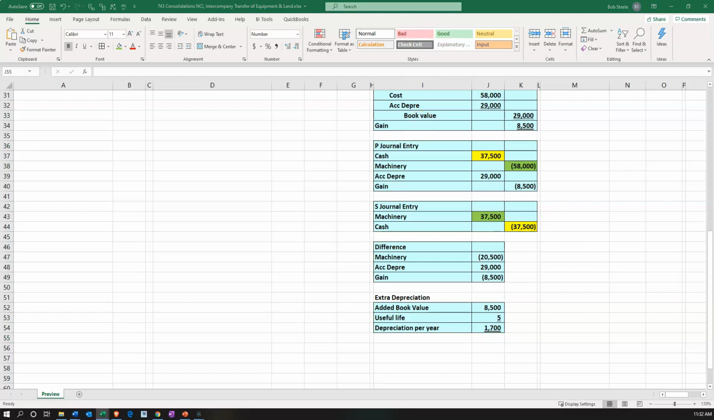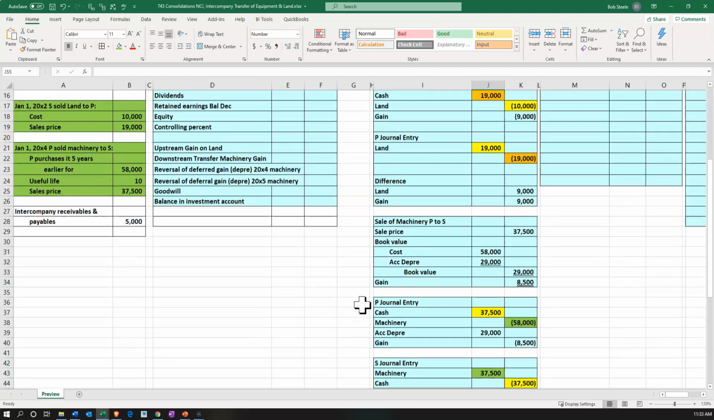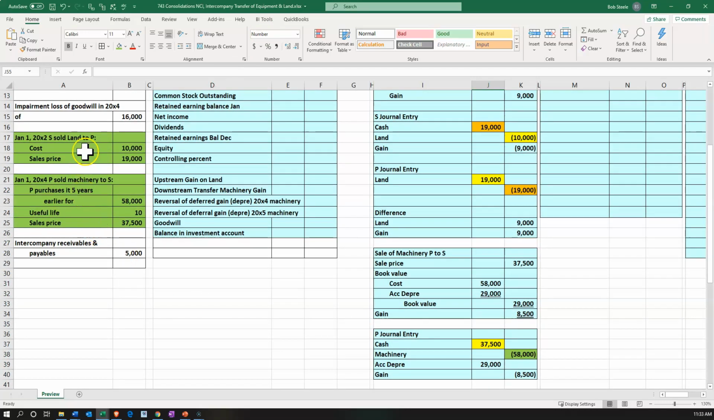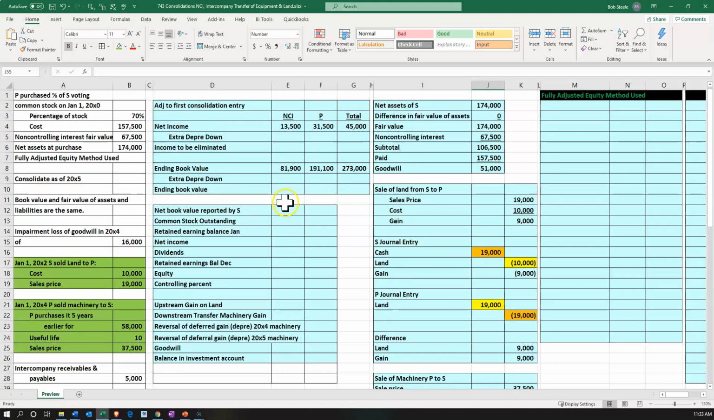So every year after the sale happened, there's going to be an overstatement of the depreciation, we're going to say, of the 1,700. So in the current year, that's all that's really affecting the current year, because both of these sales took place in the prior year. They didn't happen in the current year of consolidation. So when we go back up to this little worksheet, really what we're concerned with is that 1,700.